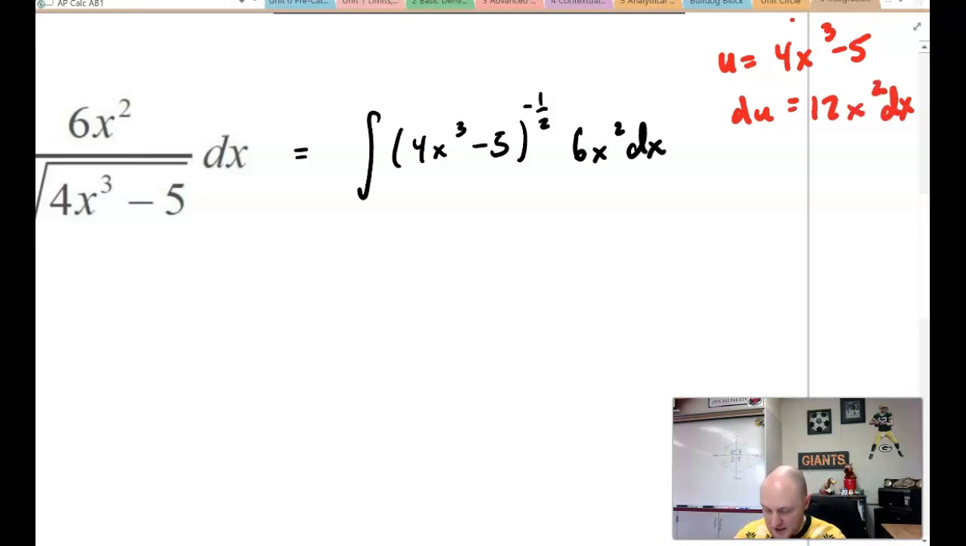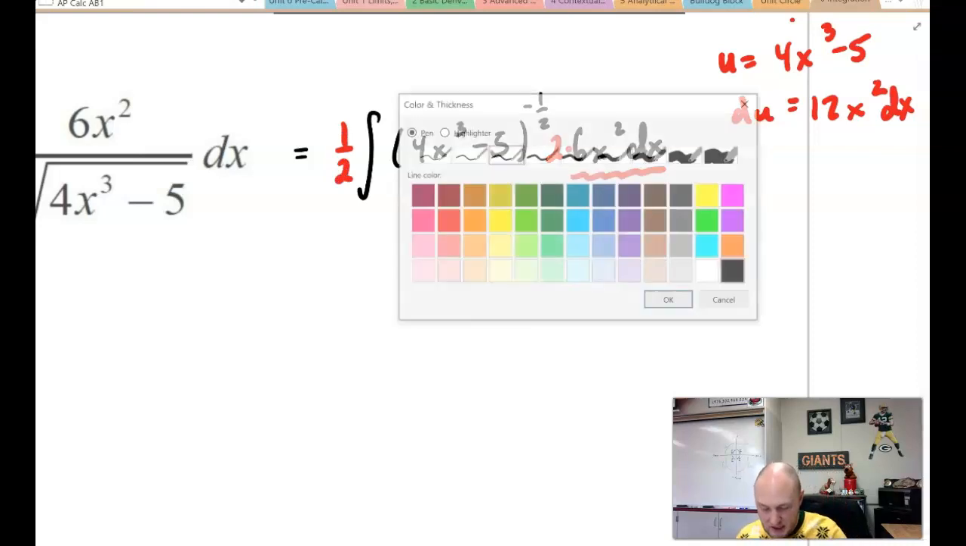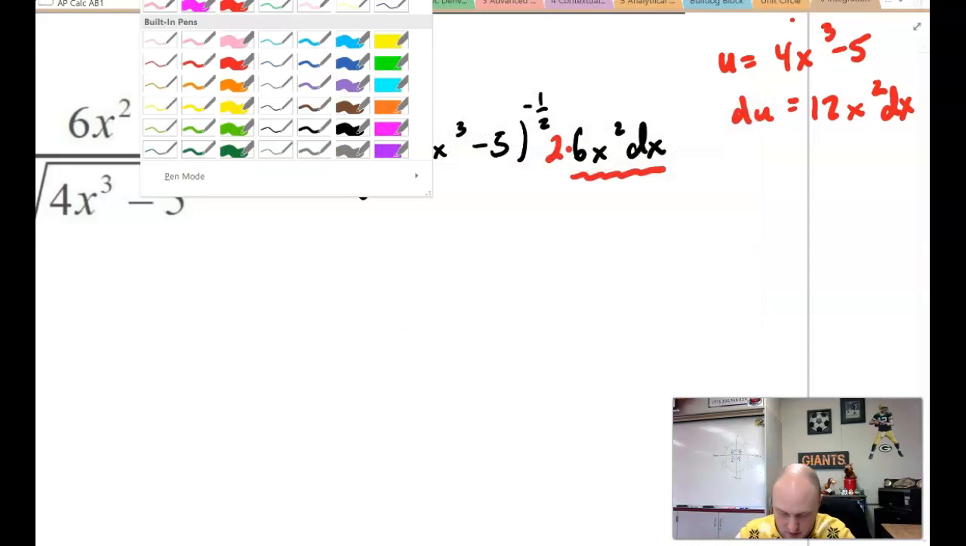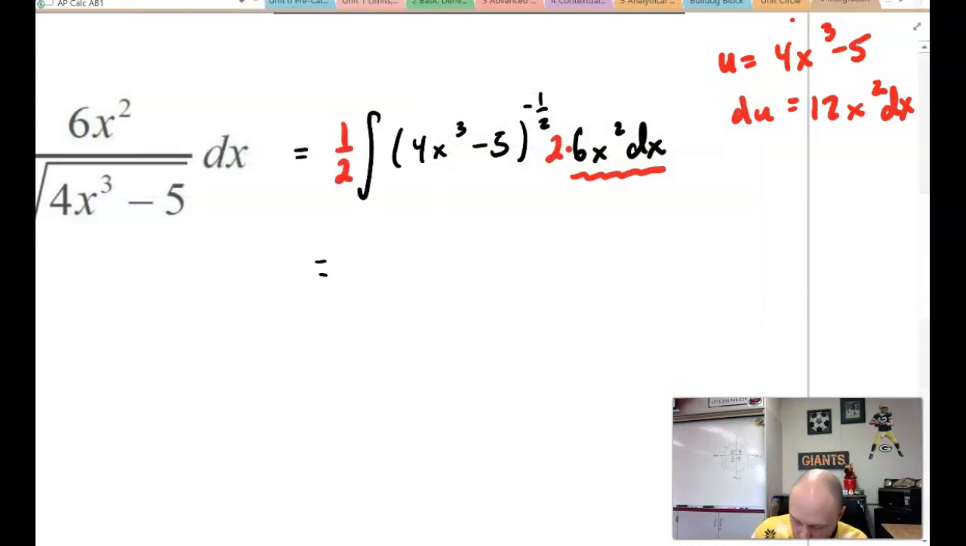Okay, well, I have 6x squared dx, but notice I'm down a multiplier of 2. I need to double that. Well, hey, no problem. I can multiply in a 2, so 2 times that. But when I multiply in a 2, you have to keep it balanced. So I'm going to multiply out front by 1/2. Okay, so now this is 1/2 times the integral of u to the power of negative 1/2.